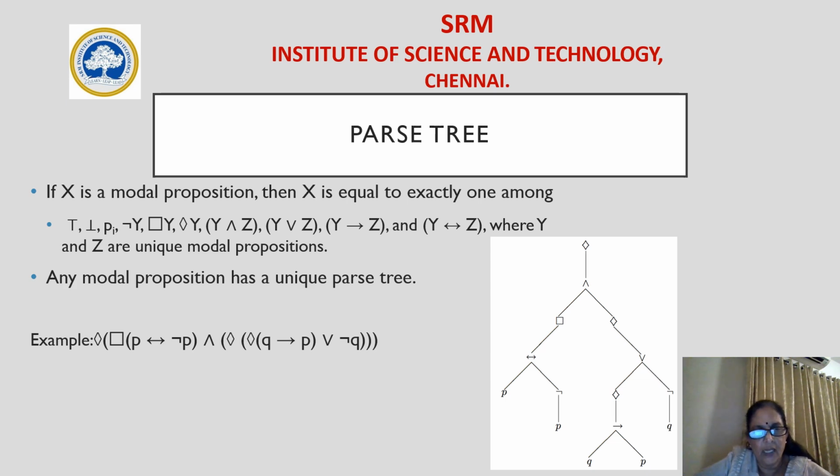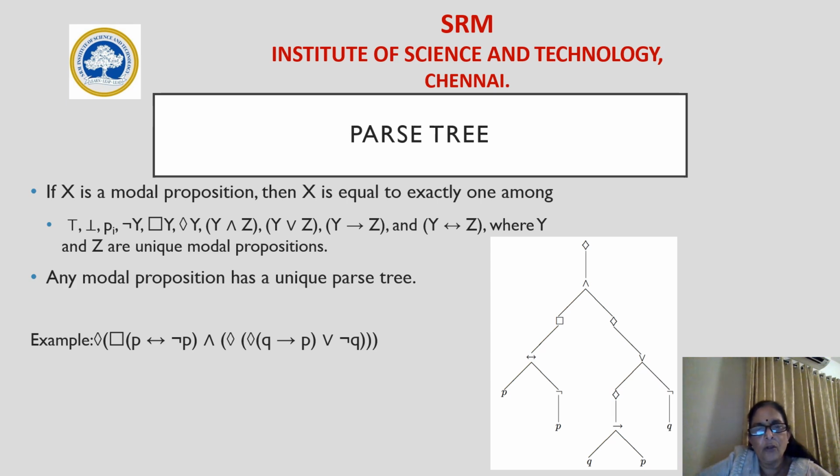So if we consider the given example, the first connective that has to be applied is this unary connective diamond, so that starts at the root. If we eliminate the outermost parenthesis, we see that the conjunction is the one that connects, so conjunction would be coming as the next one. On the left hand part, the box is the one. Then if you remove the parenthesis, you know that biconditional is there. On the left hand side, we have a P. On the right hand side, we have a negation P.